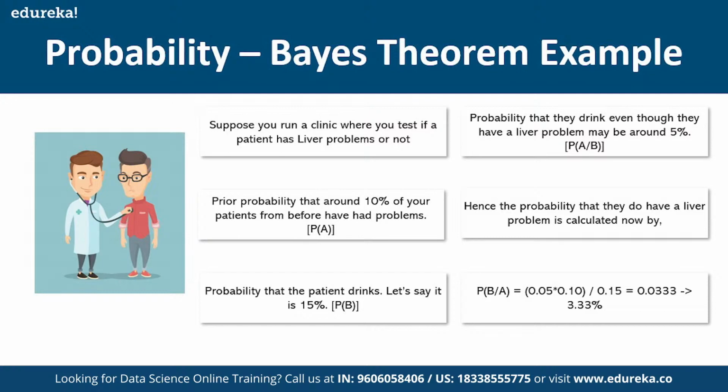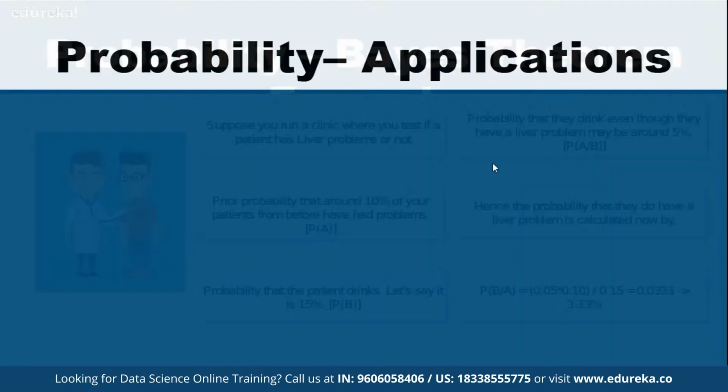First, we calculate the probability, assuming 10% of the patients have problems before they have come. And the probability that a patient drinks can be, let's say, 15%, and the probability that they drink even though they have a liver problem, that means they know that they have a liver problem but still they drink, could be 5%. So based on the probability of A and the probability of B, this is an inferential probability where you get this answer 3.33%, which says the person having a liver problem is 3.33%. It's again certainty, guys. We are not saying it will happen exactly.